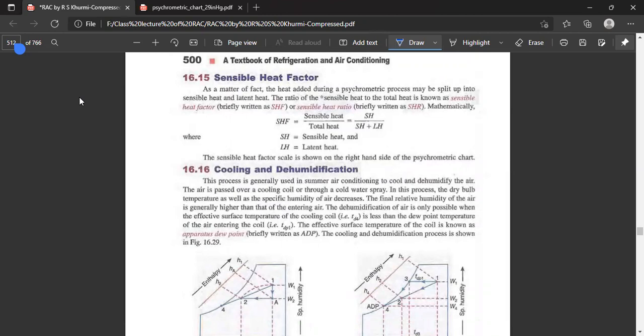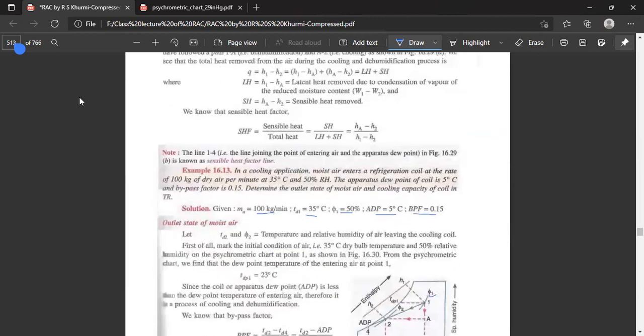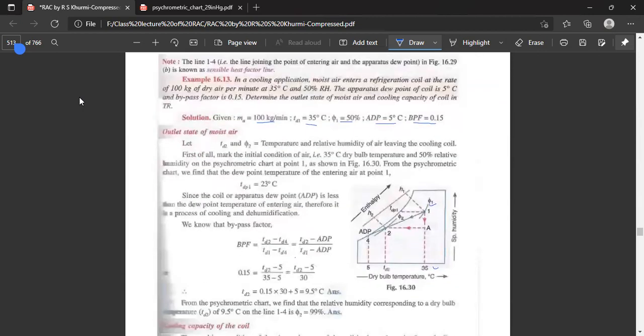The effective surface temperature of the coil is known as the apparatus dew point. Thus, ADP is the apparatus dew point, which is equal to 5 degrees centigrade, as given. Now put the value of ADP as 5 degrees centigrade, t_1 as 35 degrees centigrade, and the bypass factor as 0.15. After calculation, 0.15 into 30 becomes 4.5.